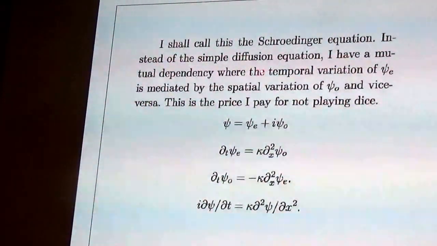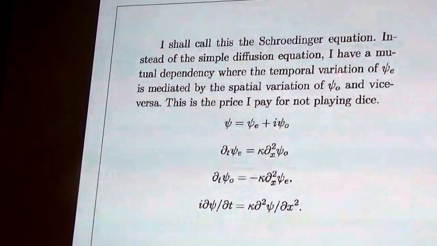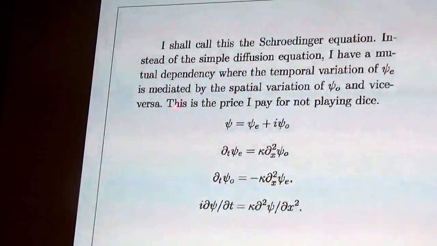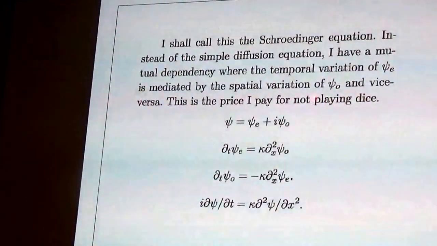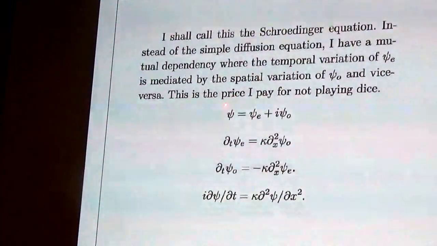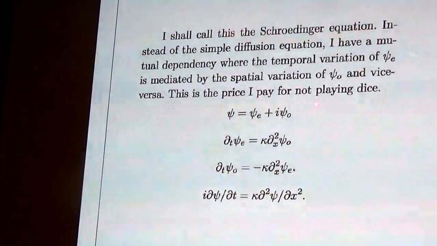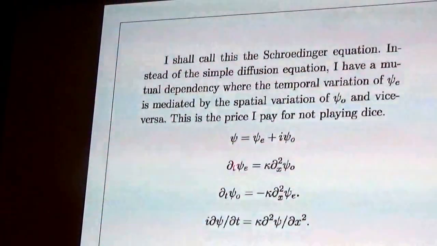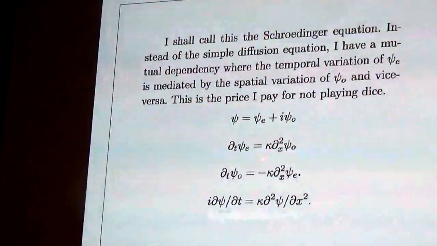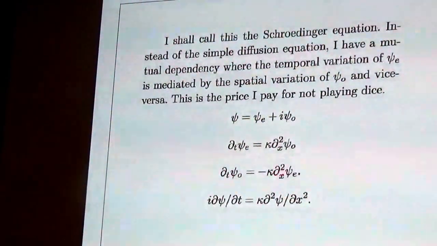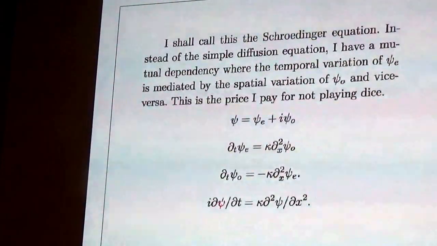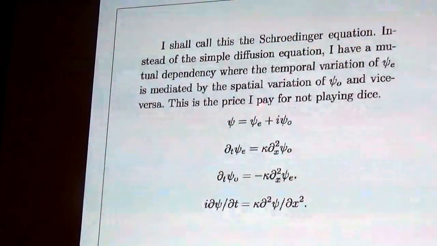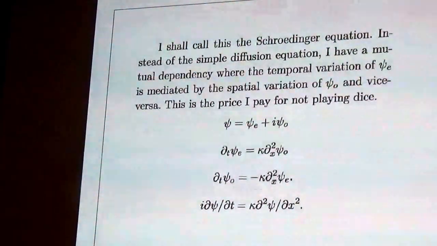Instead of the simple diffusion equation, I have a mutual dependency where the temporal variation of psi even is mediated by the spatial variation of psi odd, and vice versa. This is the price I pay for not playing dice. So now, if we write this in the usual form, we can use i, and write psi equals psi even plus i psi odd, and then dt psi even equals kappa second difference psi odd, and dt psi odd equals minus kappa second difference psi even becomes i dpsi/dt equals kappa d squared psi/dx squared, where psi is written in the usual form with i squared equal to -1.